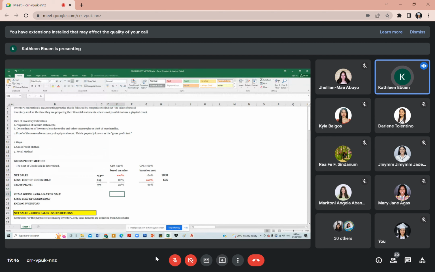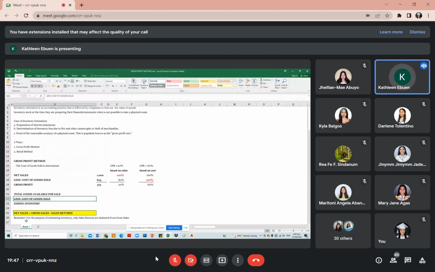So if you want to check if what you did is correct, class, the gross profit is 60% based on cost. So 375, which is the gross profit, and 625, which is the cost of goods sold. Multiply it by 60%, you should get 375. So, the answer is 375. So, your computation of the cost of goods sold is correct. Understood, class? Yes po. Okay.